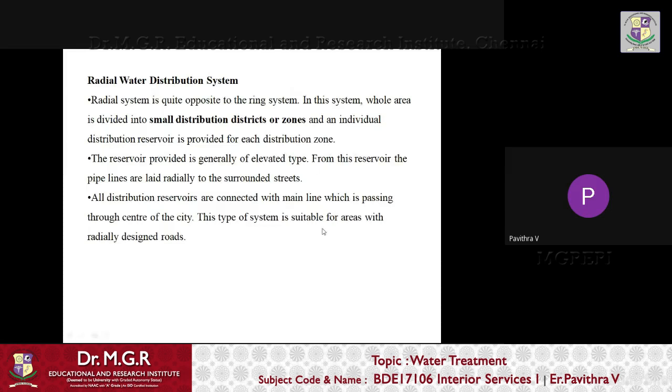So this type of system is suitable for areas with radially designed roads. If the roads are going to be in a radial way, we will be going for this kind of system.